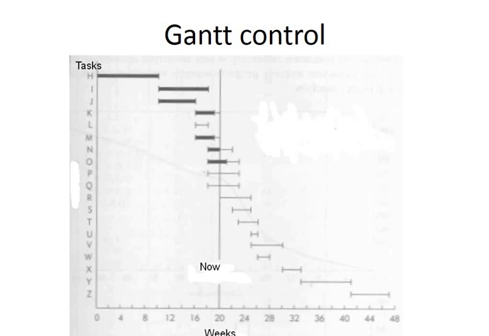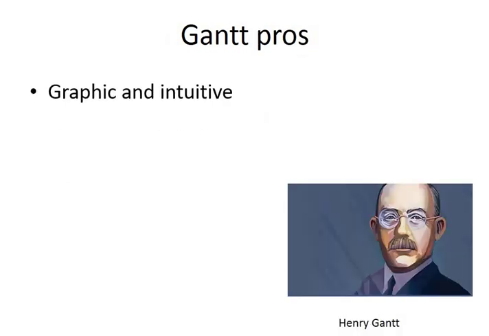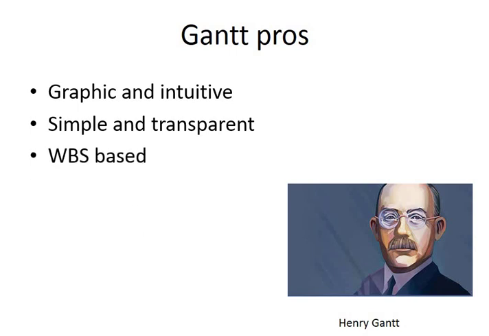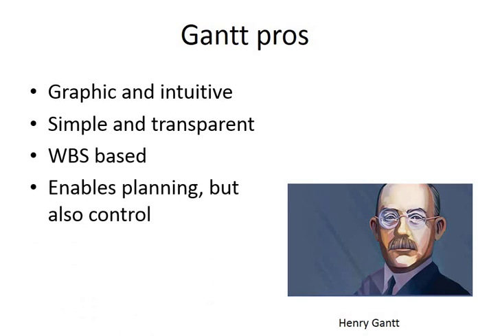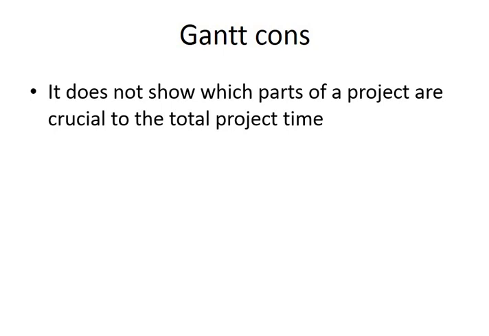So you can imagine somebody a long time ago just drawing charts like that, and the high managers just taking a look at them and knowing everything that is going on. So what works in favor of the Gantt chart? Well, it is graphic and intuitive. It is basic, and it is transparent. Of course, it is based on WBS, which is crucial here, and it enables us not only to plan but also to control. But of course, it is not perfect.